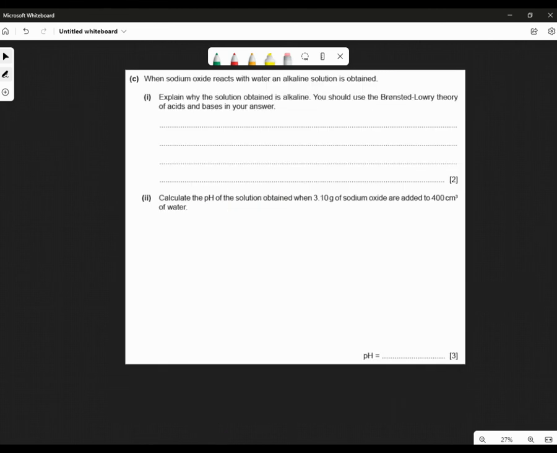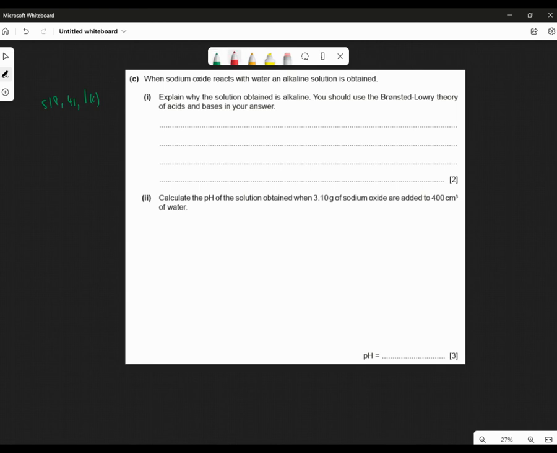Okay, so this is the next one. This is summer 18. I've got to hurry up a bit, haven't I? Because this is getting a bit long. Summer 18, 41. I think this is 1C. When sodium oxide reacts with water, an alkaline solution is obtained. Explain why the solution obtained is alkaline. You should use the Bronsted-Lowry theory.